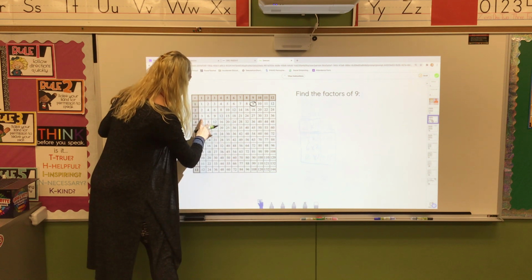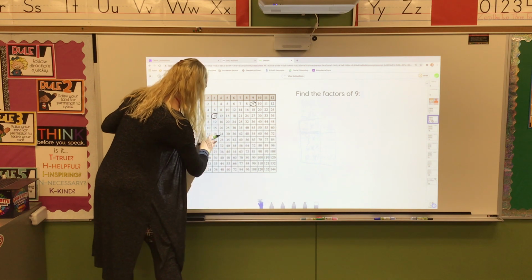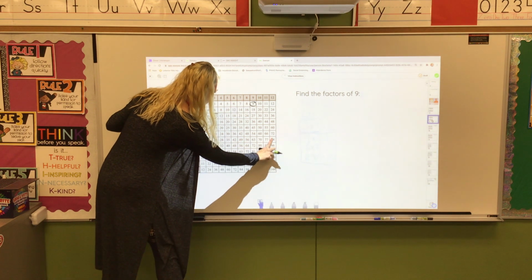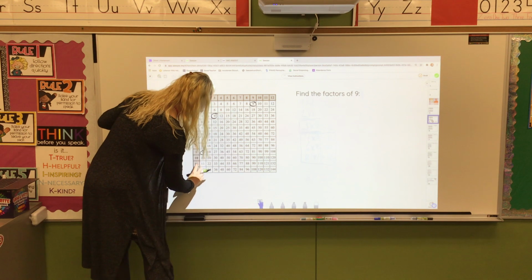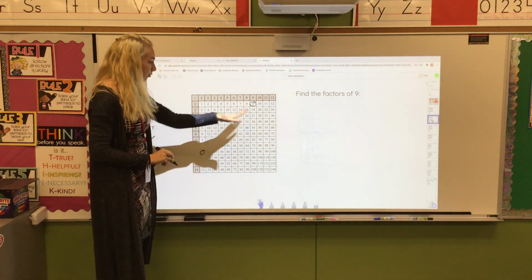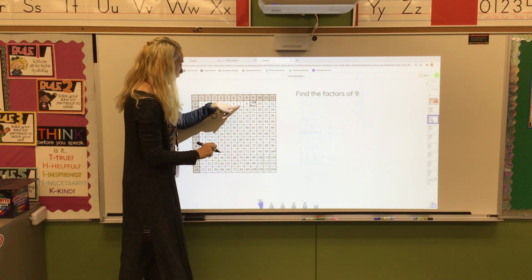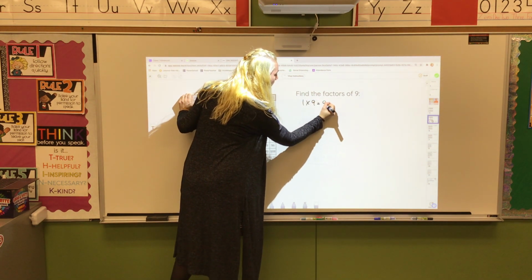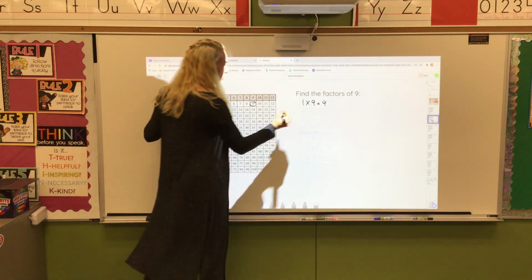No, don't see any 9s there. Oh, there's a 9. Oh, there's another 9. Okay. I only found 3 circles this time. I only found 3 9s in my whole multiplication chart. So we're going to start there. This is 1 times, very good, 1 times 9 equals 9. And we got 3 times, oh man, this is crazy.